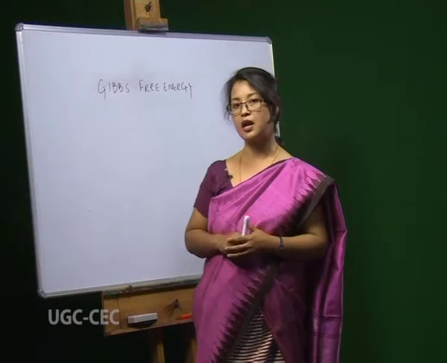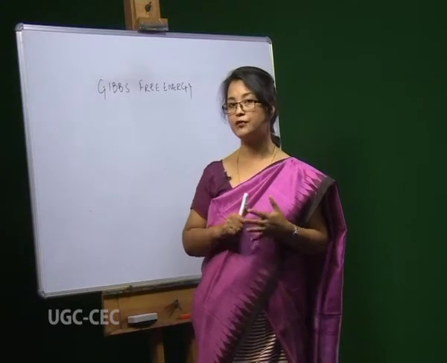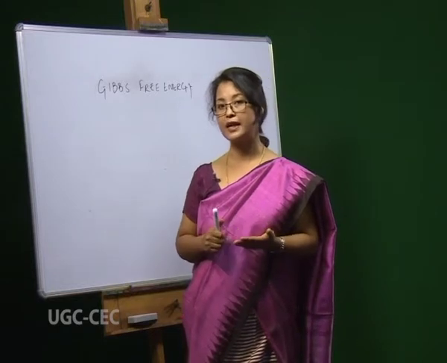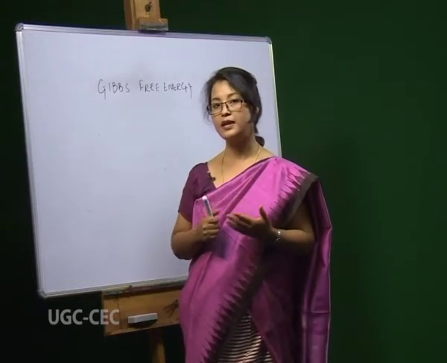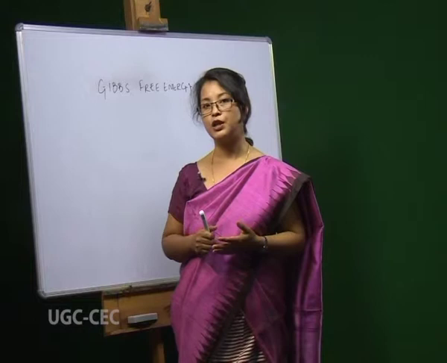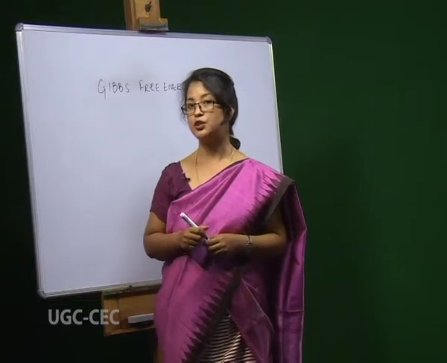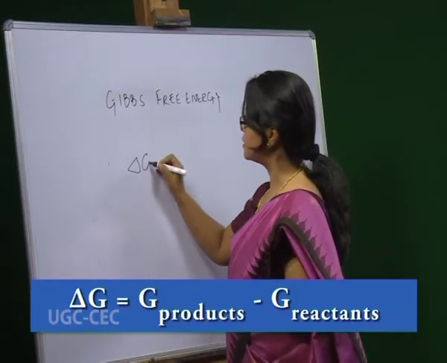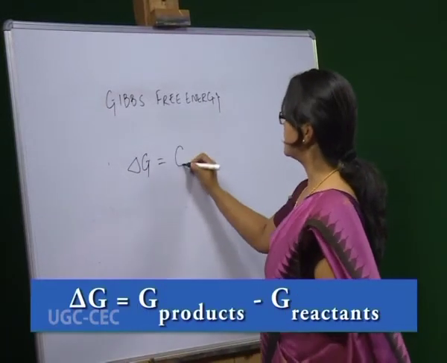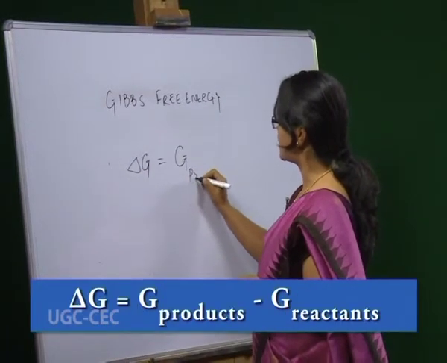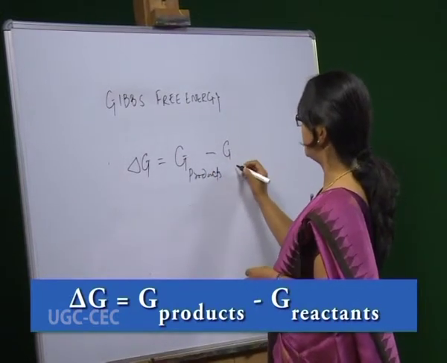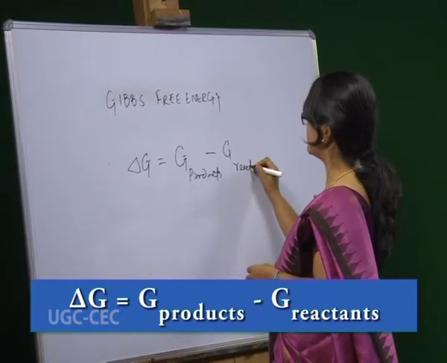A chemical reaction occurs spontaneously when the free energy of the products is lower than the free energy of the reactants. So, in case of a chemical reaction, the free energy change, which is denoted by delta G, is given by delta G equals free energy of products minus the free energy of reactants.